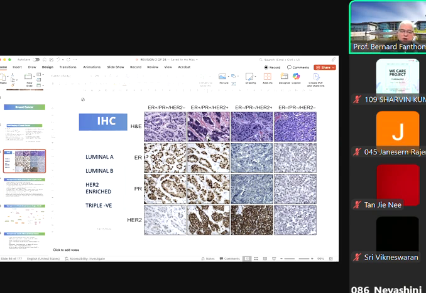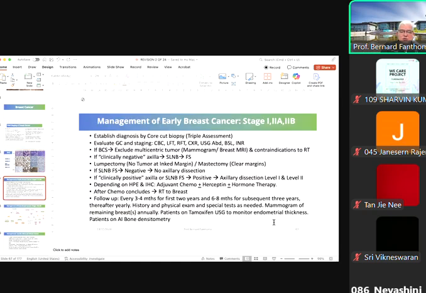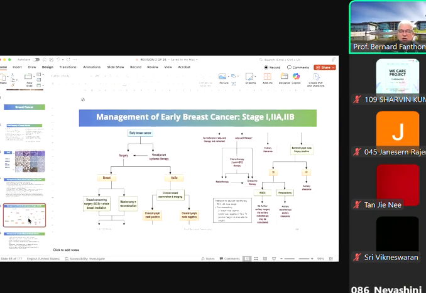Now, once we have got the clinical stage grouping done, then we have to plan the treatment. So I've written the plan in both formats, for those who are comfortable reading and those who are comfortable following the algorithms.